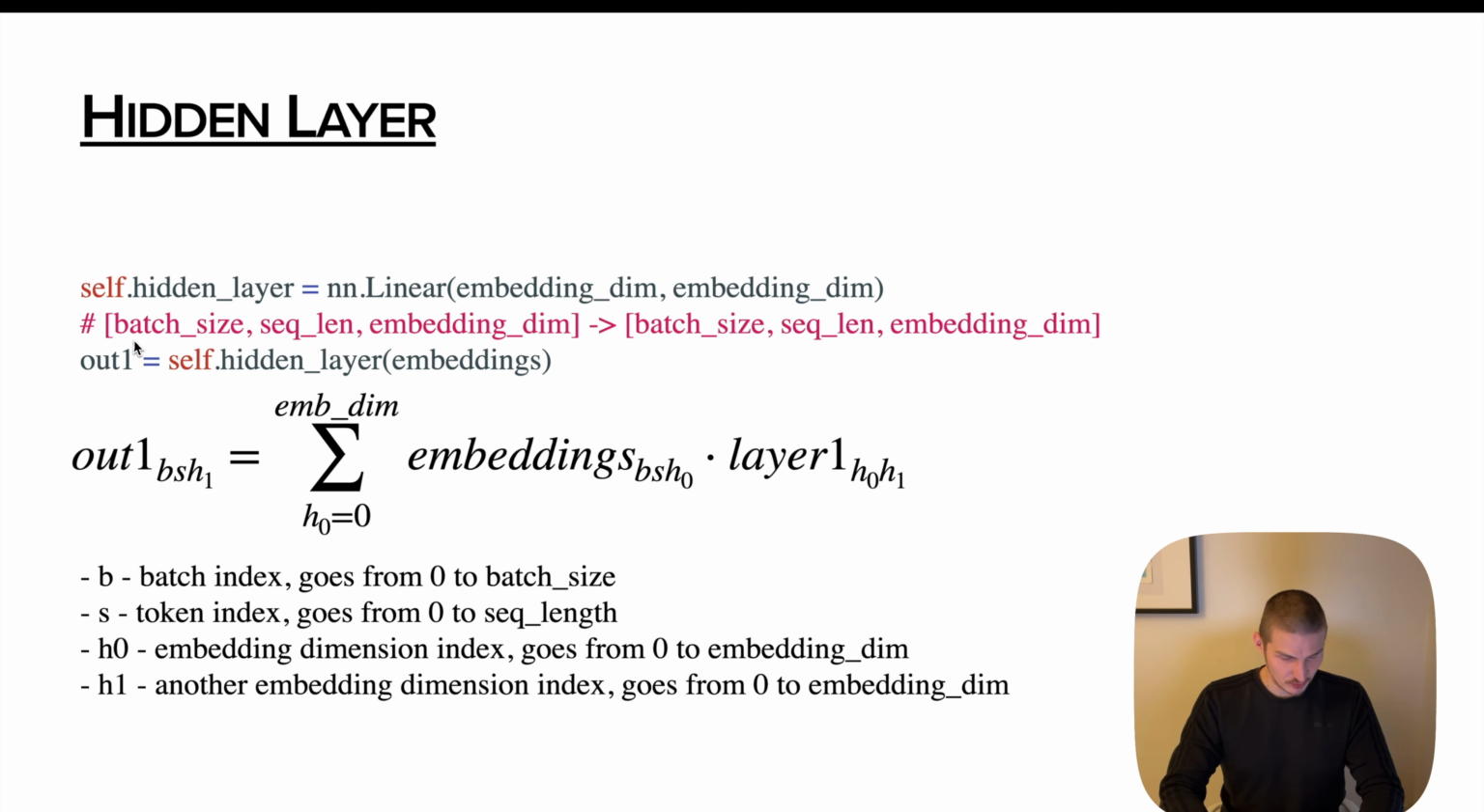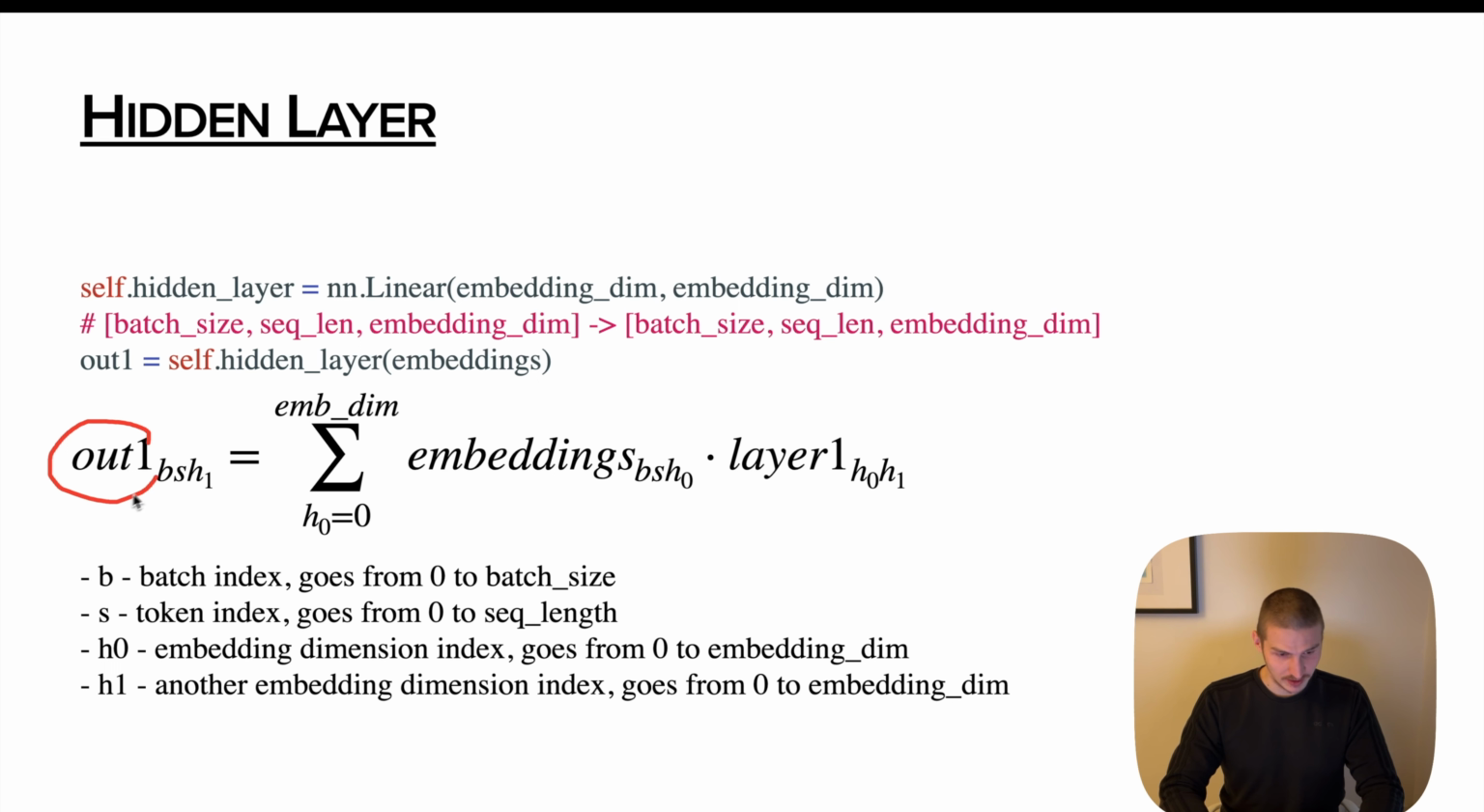And then as an input, this out1 tensor, we had something with dimensions batch size times sequence length times embedding dimension. And as an output, we have the same shapes. So we call this hidden layer to turn our embeddings variable, the output of the embedding lookup, into this out1 tensor. And so this is how it looks as a mathematical equation.